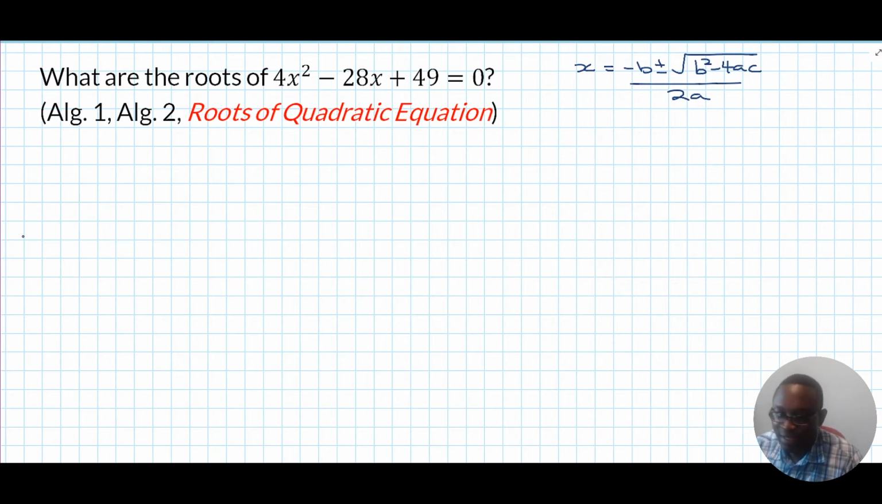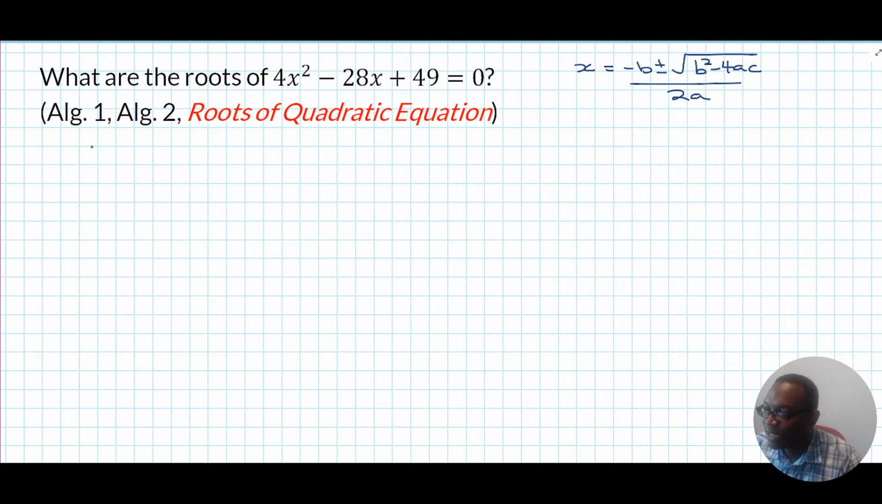All right, so let's go ahead and do, I'm going to see if I can do the two different approaches. We're going to use the quadratic formula and just factoring. So let's go ahead and use the quadratic formula first. It's always the easiest way to go if you know how to use it.